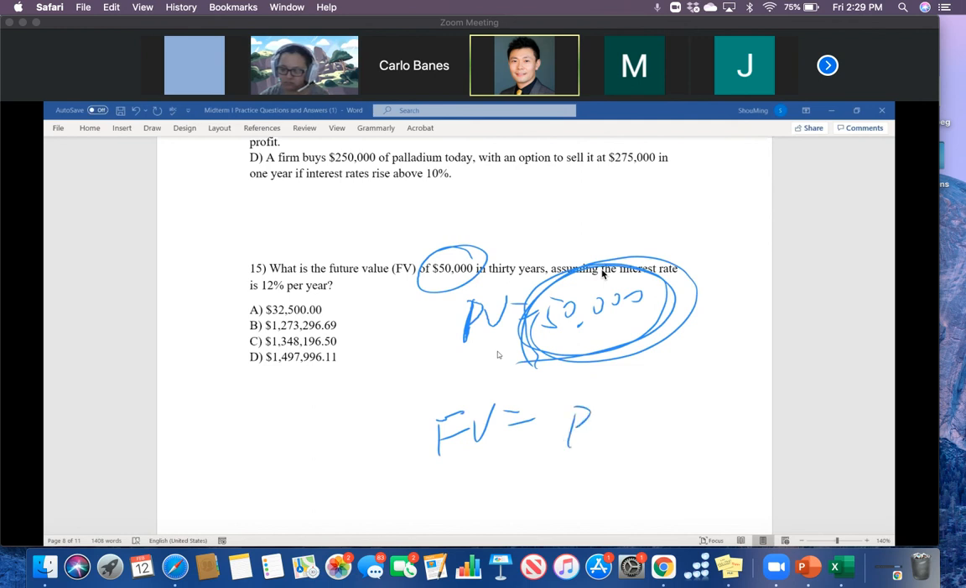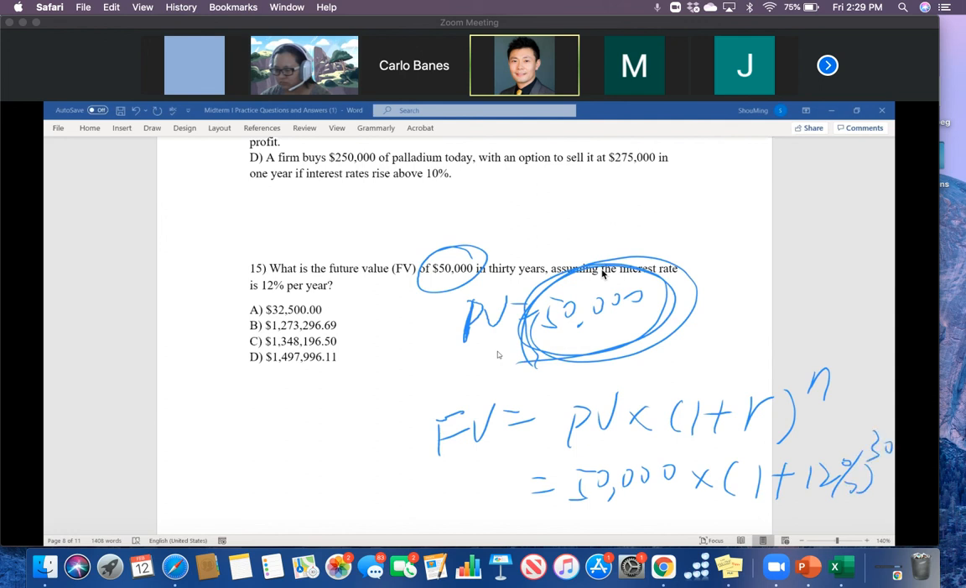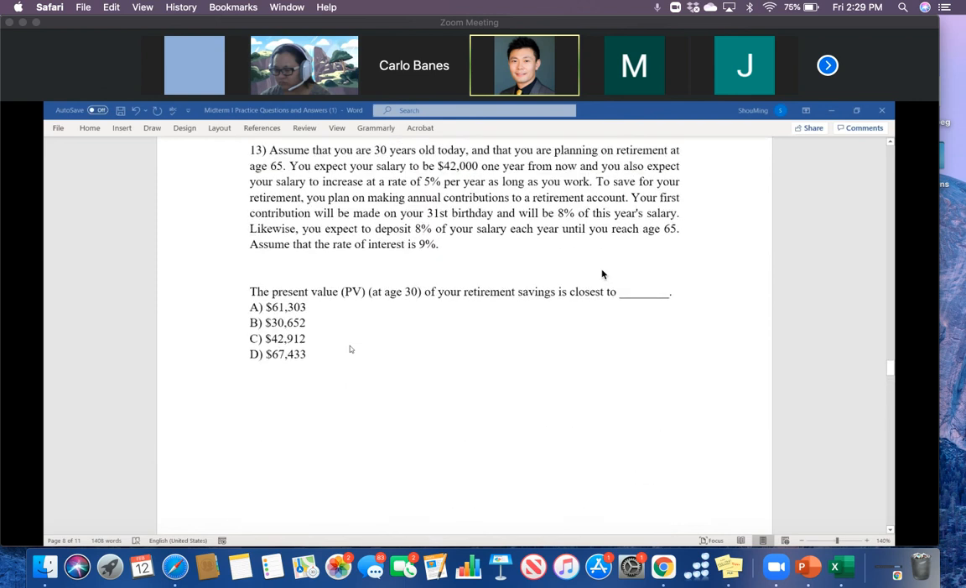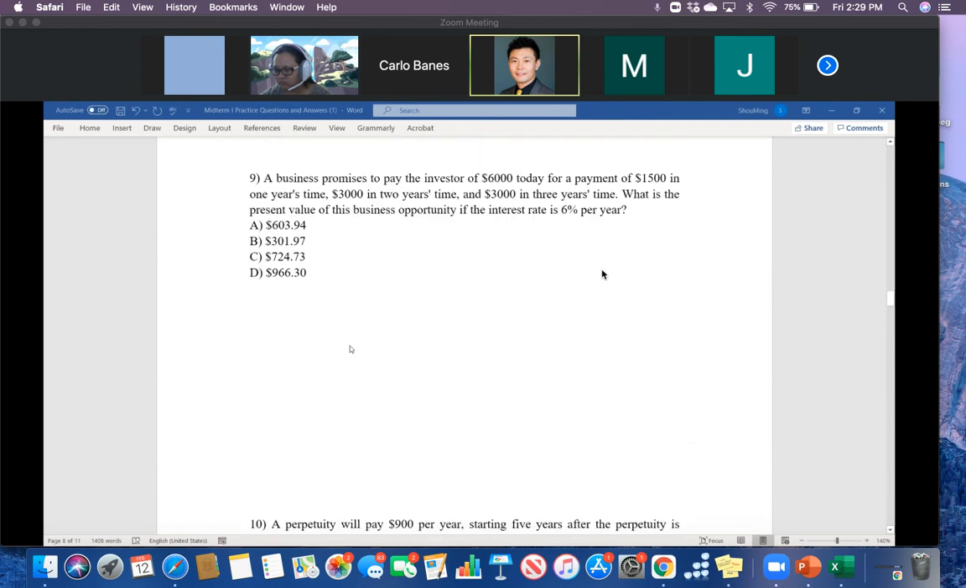Okay, the future value will equal the present value multiplied by 1 plus r to the power of n. Right? Today you deposit this amount, and then you have the compounding effect, 12% with the power of 30. By doing this, you can have the correct answer. Okay, so this is question 15. Someone also asked me to repeat question 4, so I'll repeat question 4.